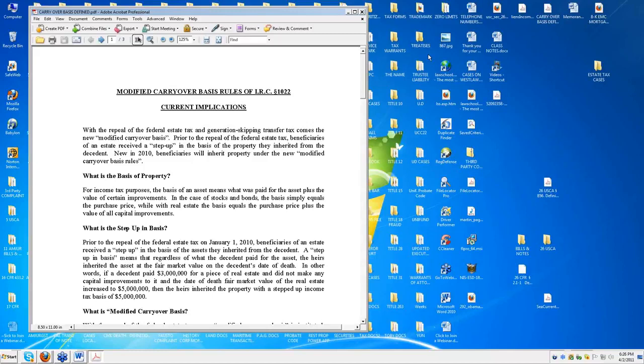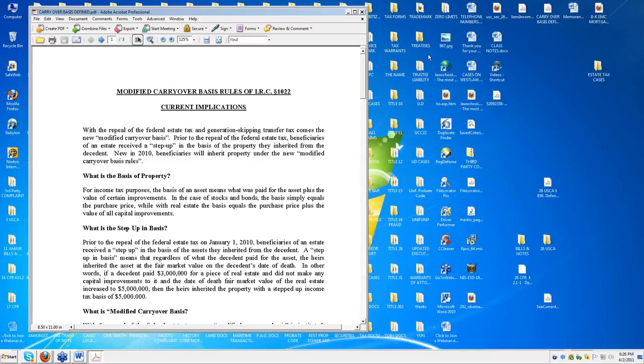What is the basis of property? For income tax purposes, the basis of an asset means what was paid for the asset plus the value of certain improvements. In the case of stocks and bonds, the basis simply equals the purchase price, while with real estate, the basis equals the purchase price plus the value of all capital improvements.